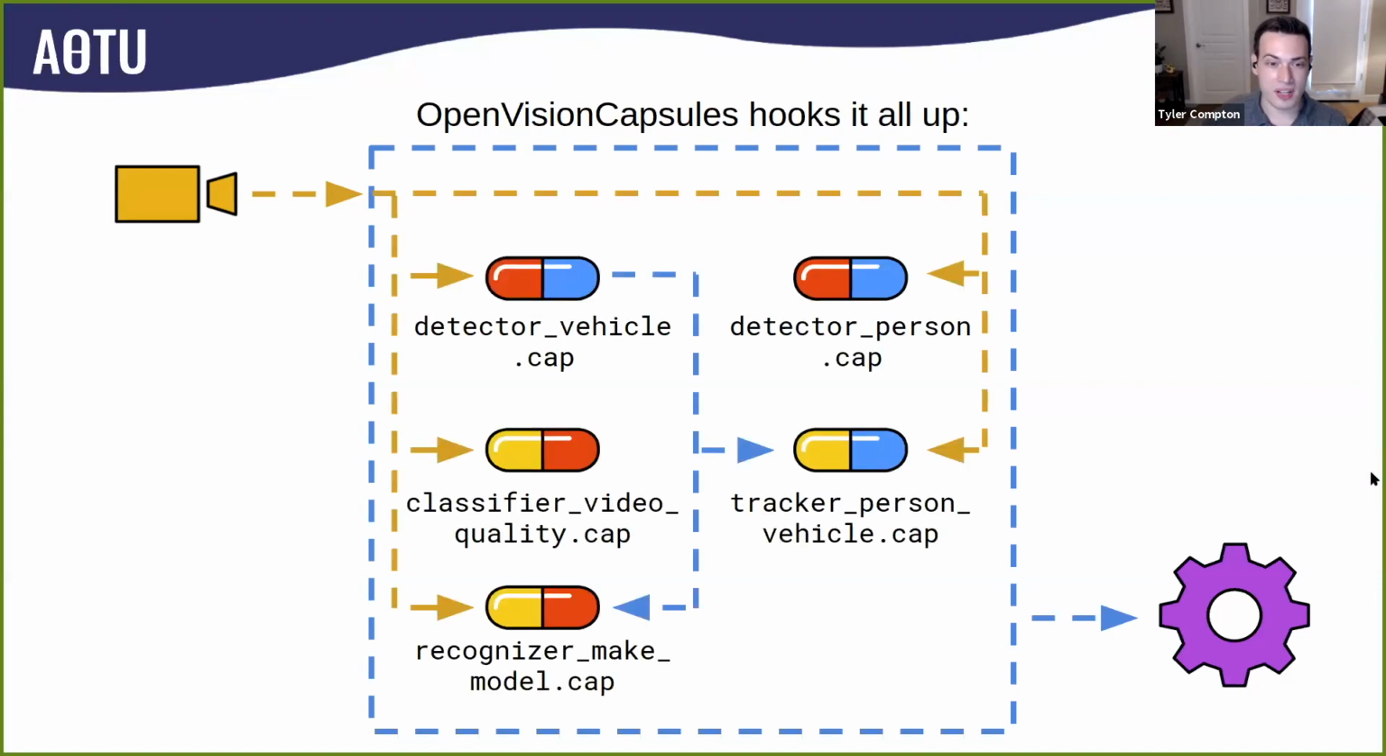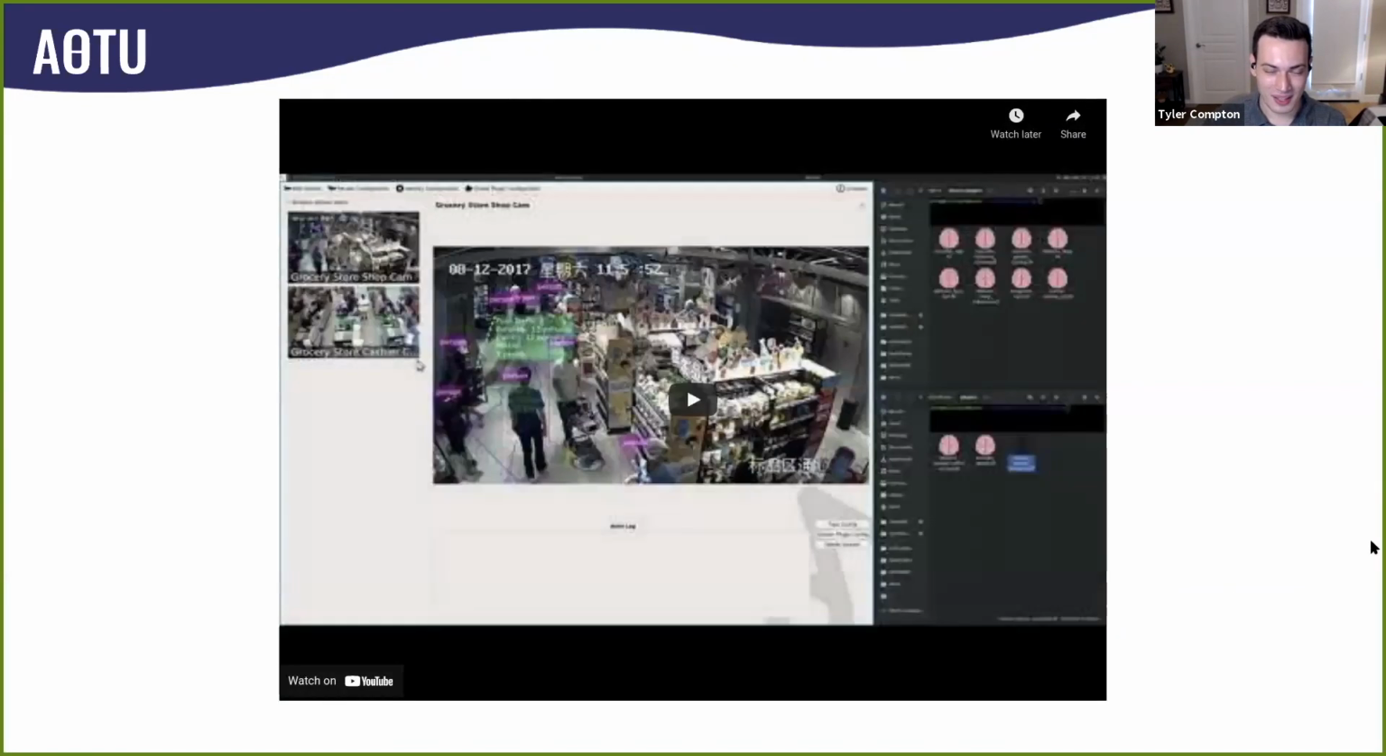And OpenVision capsules does all of the work of attaching these capsules together so that you never have to write code that couples capsules together or does the kinds of format conversions that you just don't want to have to deal with. And so algorithm developers are happy and application developers are happy.